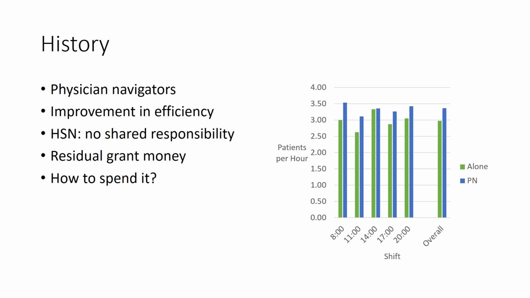So a little bit of history. You all know that I started with the Physician Navigator project, and as this graph demonstrates, I showed an improvement in my own efficiency, and I wanted to share this project and expand it out to other doctors. HSN didn't want to share the responsibility for that, so the project sort of died as a result. I had, though, some residual grant money left over, so the question was how to spend it. And so I thought I'd spend it for the greater good, and sort of morph this project into a time motion study.